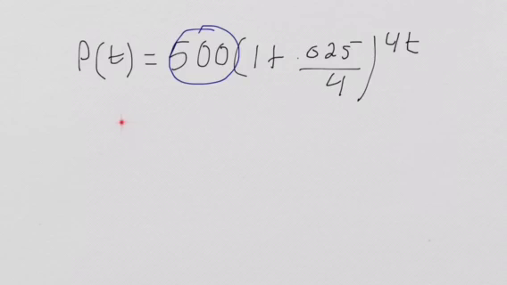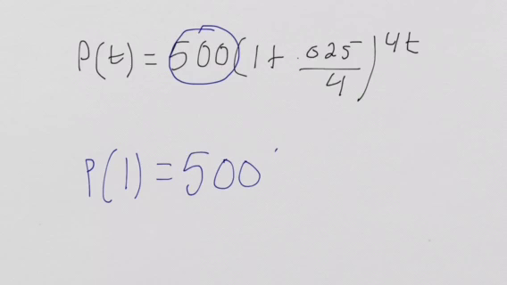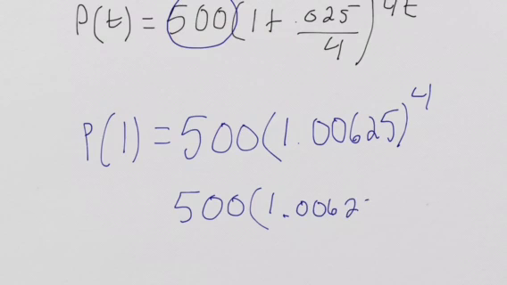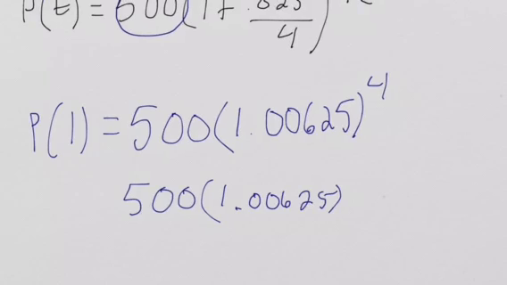So just to wrap our heads around this, let's do it after 1 year. So we would say P of 1 equals 500 times. So 0.025 divided by 4 is 0.00625. So I'm just going to write 1.00625 raised to the 4 times 1. So how this works is we take our $500, we're going to keep 100% of it, and then we're going to add 0.00625%.